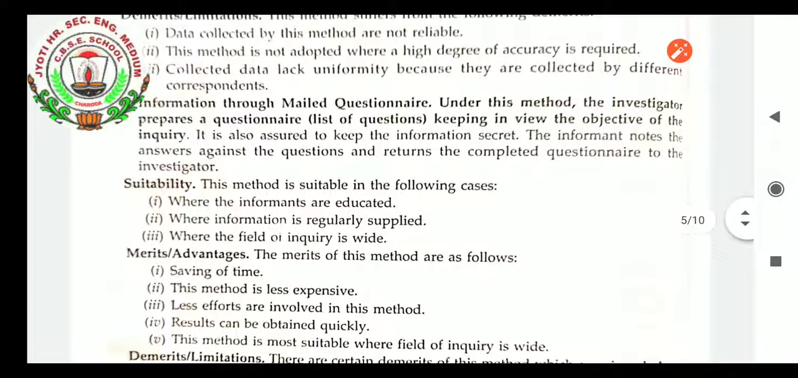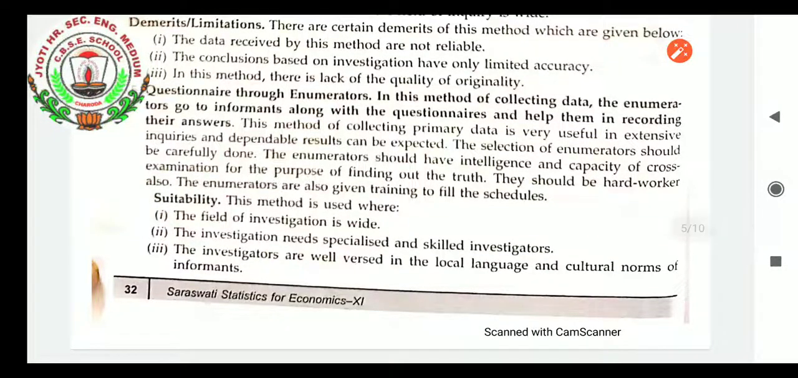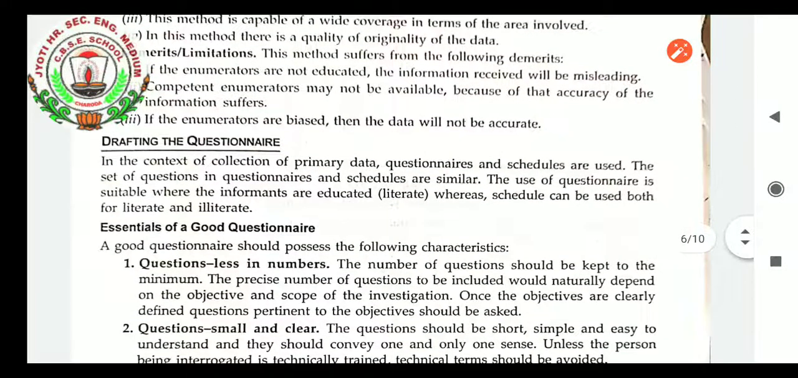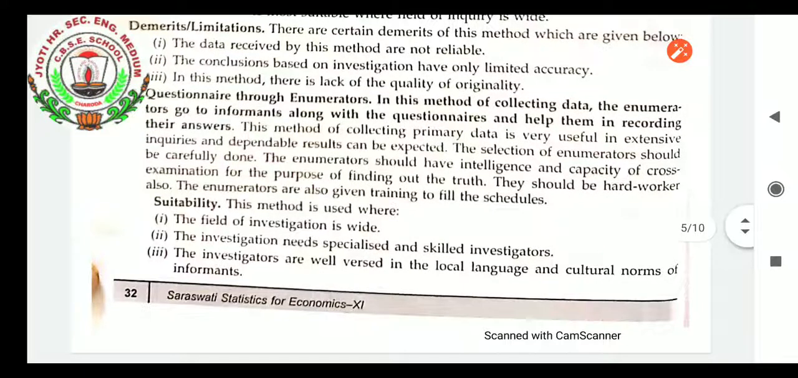The next method, students, I will explain in the next classes, that is questionnaire through enumerators, the questionnaire method, because there I also have to explain the designing of the questionnaire.